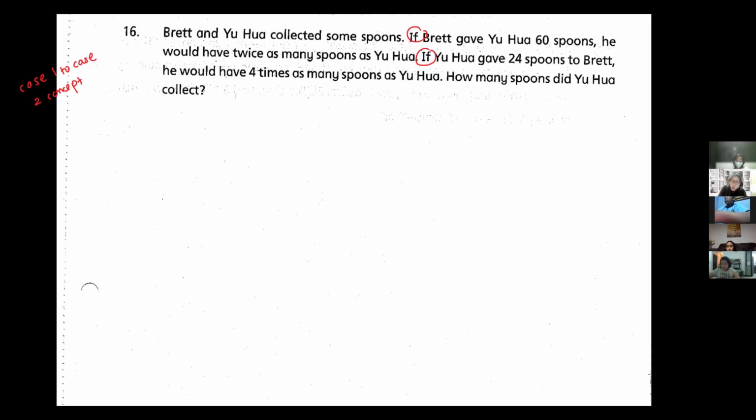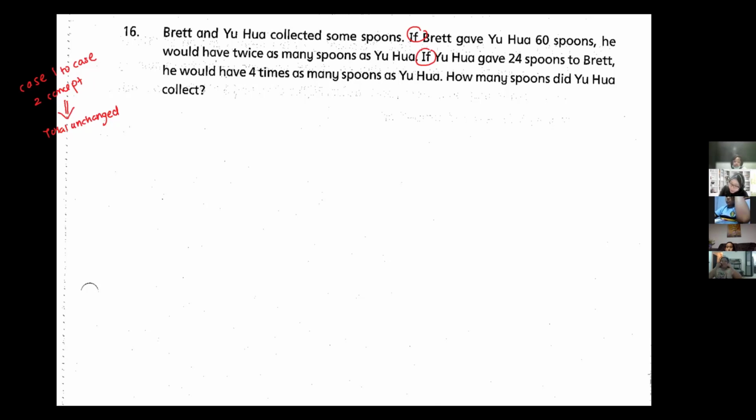The case 1 and case 2 concept is a combination of either single unchanged plus total unchanged, or difference unchanged and total unchanged, or two single unchanged. In this case, this question is a combination of two total unchanged. Let's identify where they are.